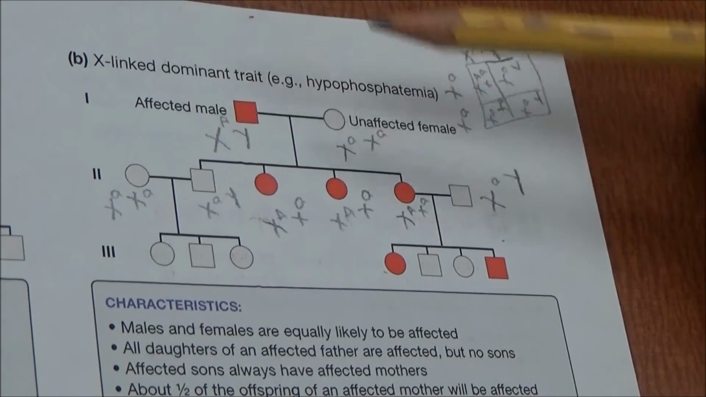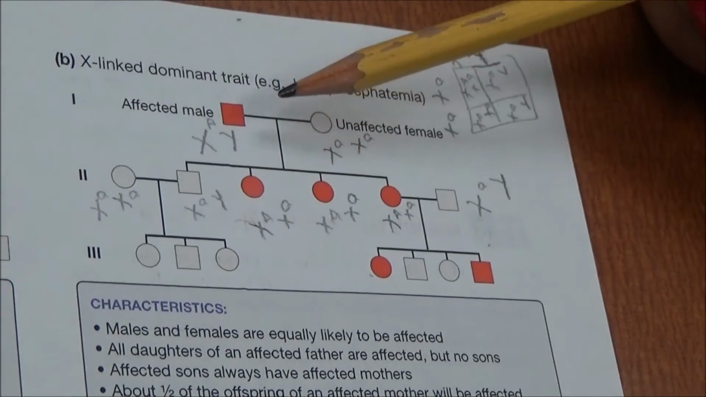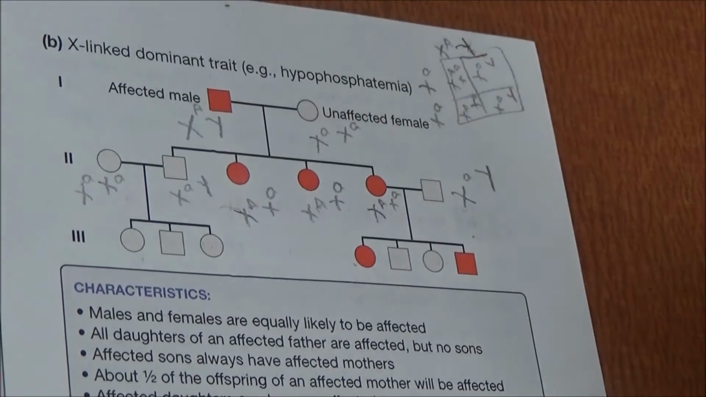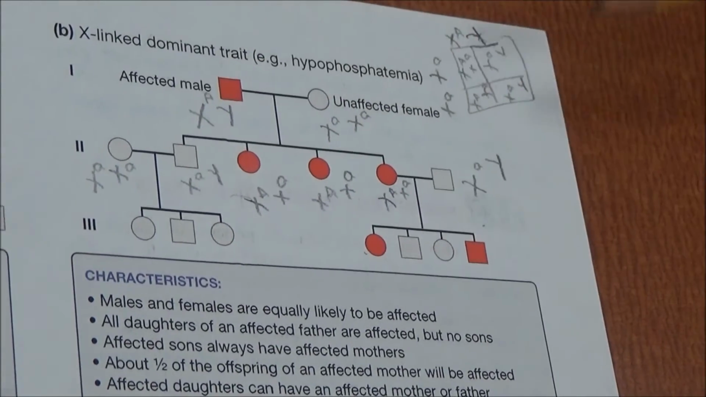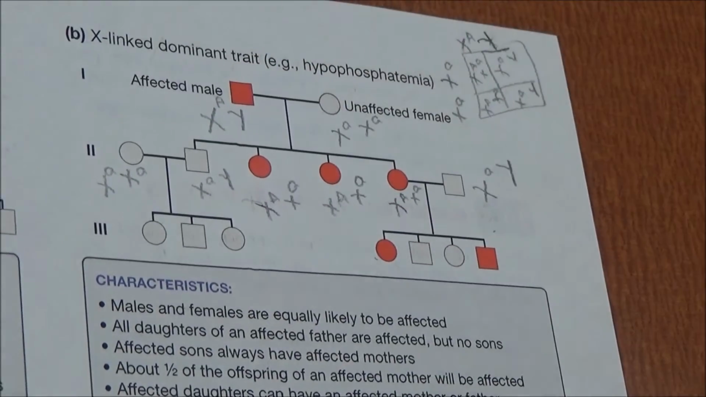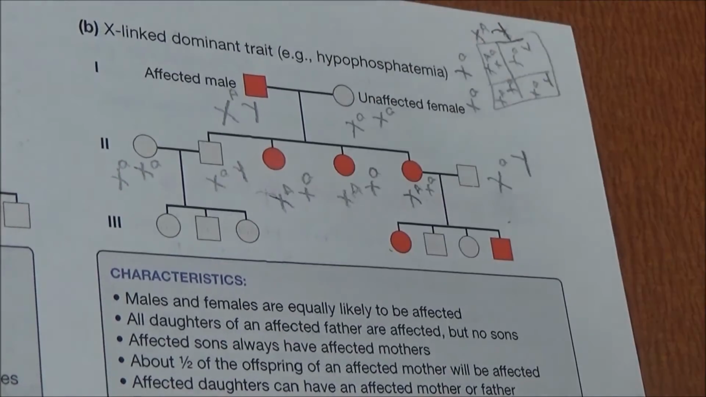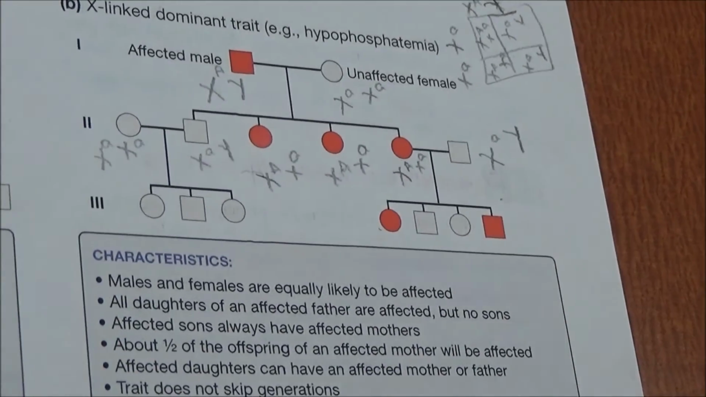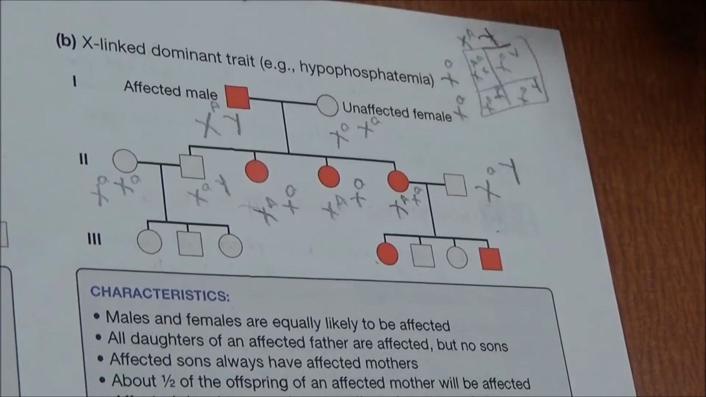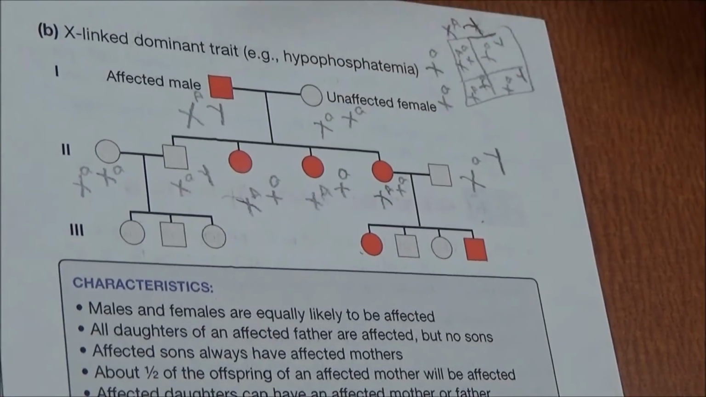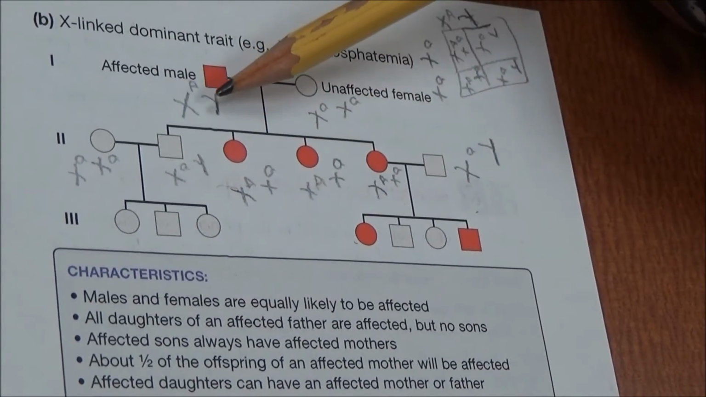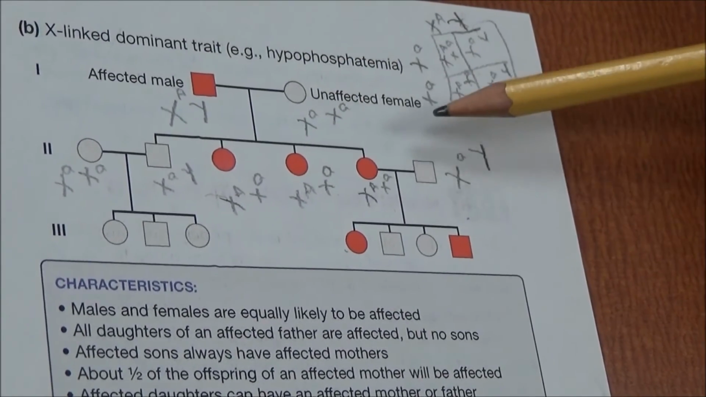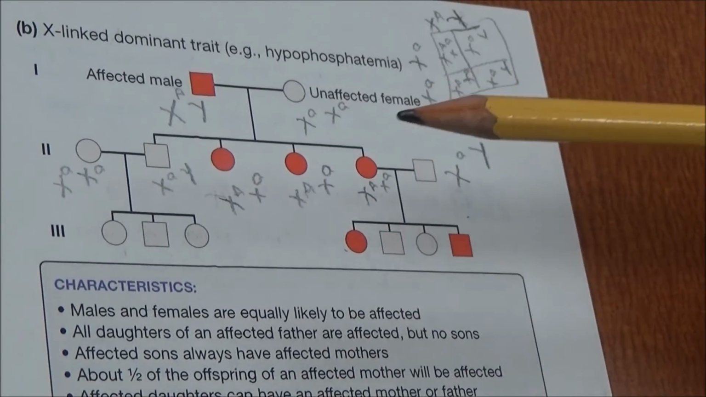Now moving on to X-linked dominant inheritance. Just like X-linked recessive, you have the X and Y genes for the male and the X and X for the female. Like autosomal dominant, with just one dominant allele, the gene and phenotype will be expressed. In this first example, the male is affected, meaning that he has a dominant allele on the X. For the unaffected female, the only way you can be unaffected is if you're homozygous recessive.